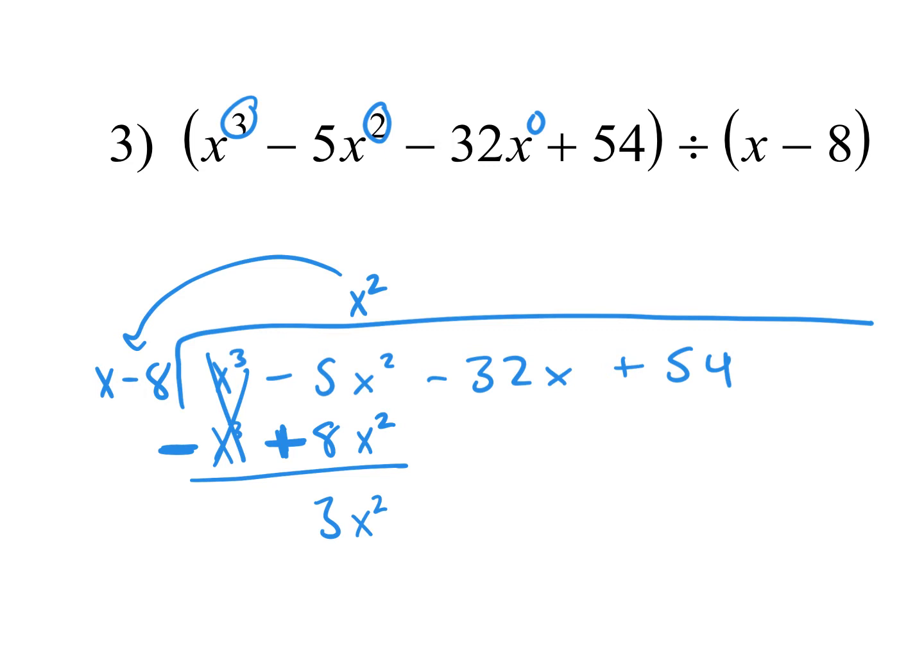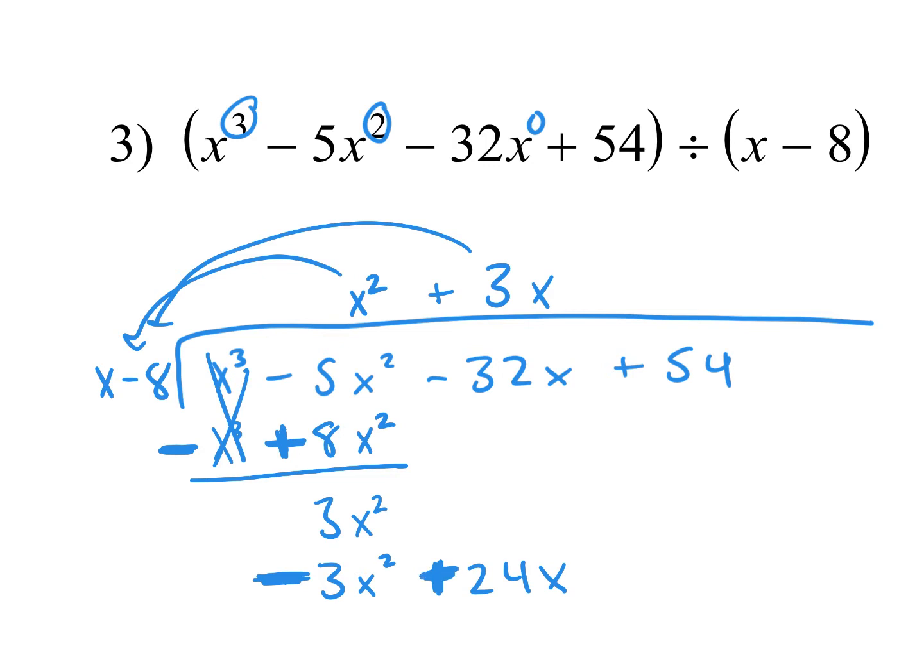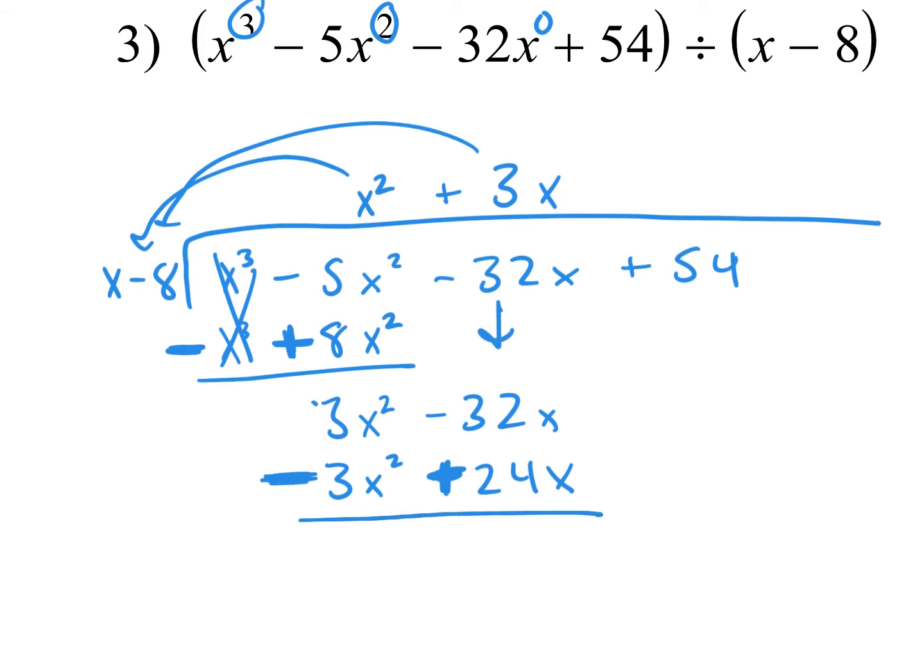What's next? We divide, so we take away one of the x's, so it would just be 3x. Perfect. Then we multiply, so this gives us 3x squared again. 3x times negative 8? Negative 24x. What's next? Bring down the 32 and change the signs. So we combine these together. The first ones cancel. What's negative 32x plus 24x? Positive or negative? Negative 8. So negative 8x.